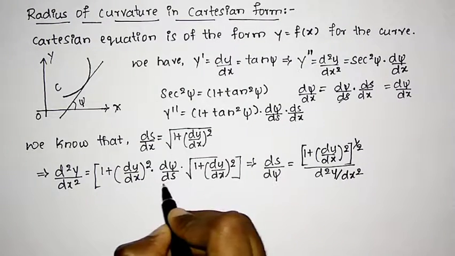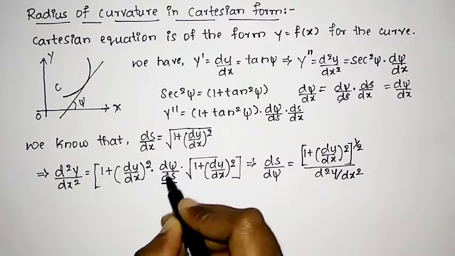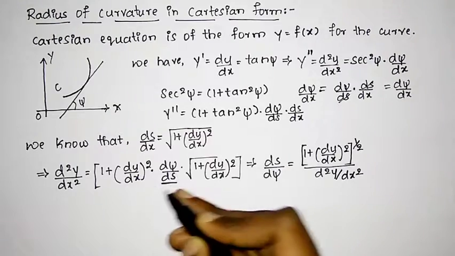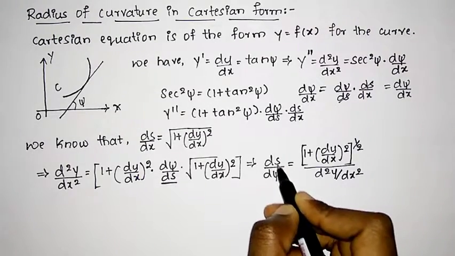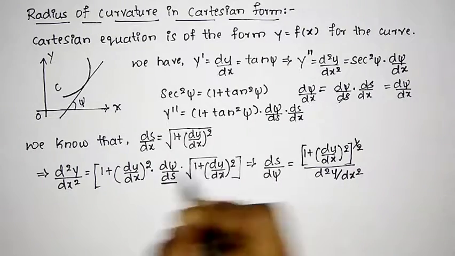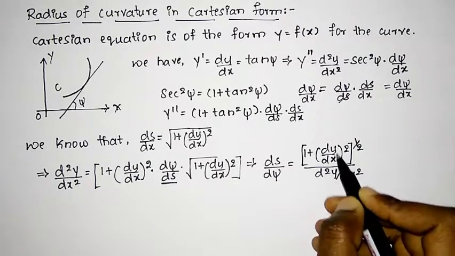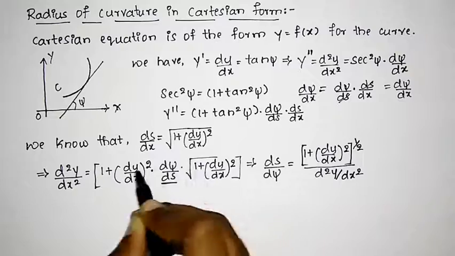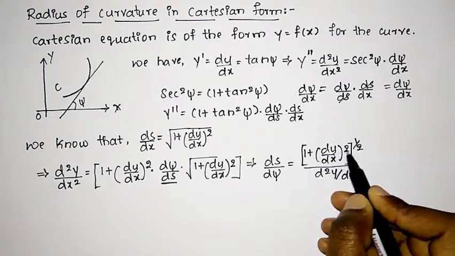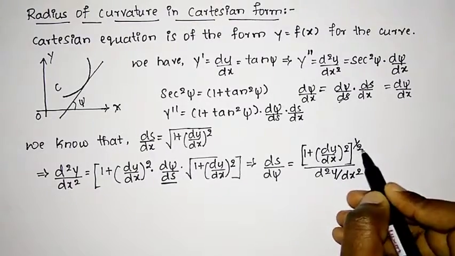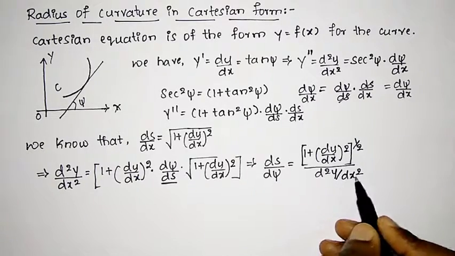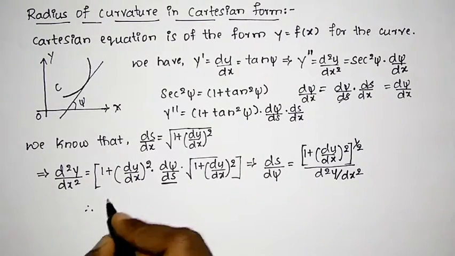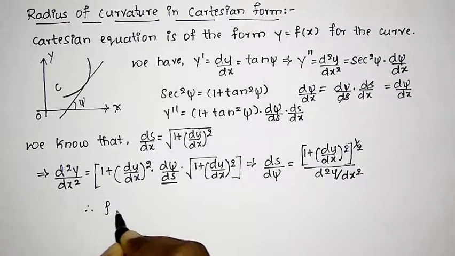That is, we have just found the d phi upon ds. When it is written on the right hand side, it will be ds upon d phi. So ds upon d phi is equal to the square root of 1 plus dy upon dx the whole square, divided by d square y upon dx square. We have two repeated terms, so it is just written once.